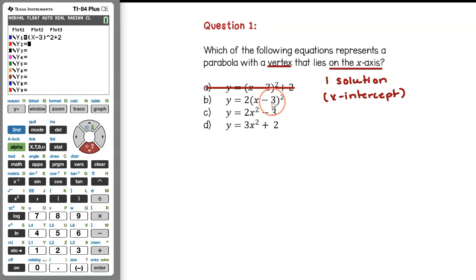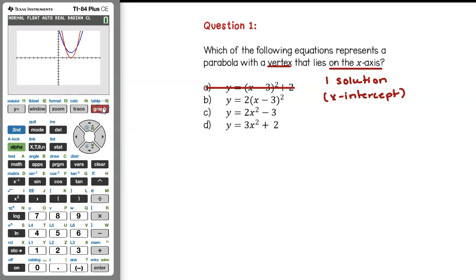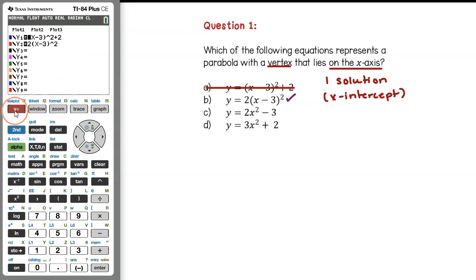For the second one, I've got y equals 2 multiplied by the quantity x minus 3 squared. Once again, I hit graph, and I notice that I have a parabola, again opening upwards, but this time the vertex, or the lowest point on the graph, corresponds with the x-intercept, or the point that lies on the x-axis. At this point, I feel pretty sure that this is the correct answer to our question, but I'd like to go ahead and graph the other choices so that we can see what they look like as well.